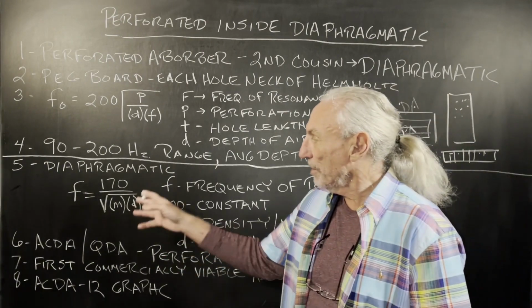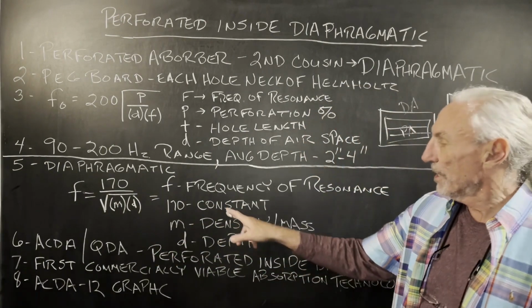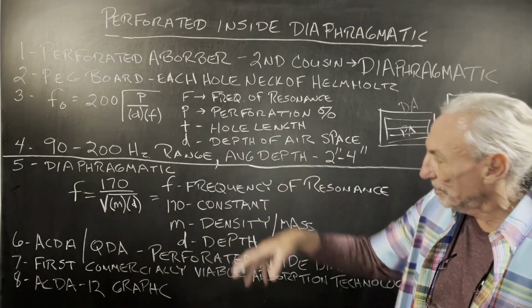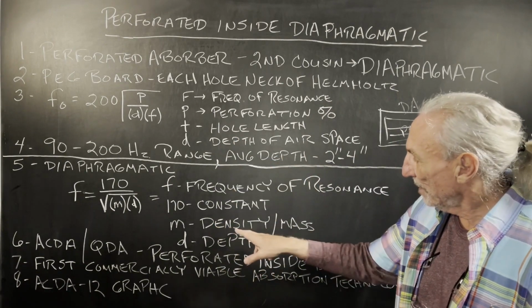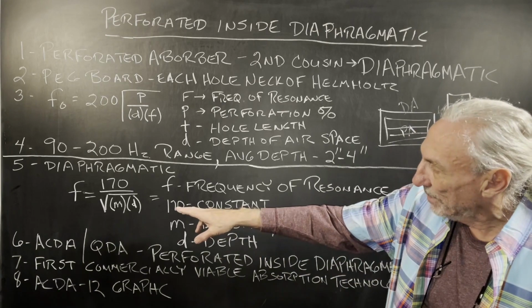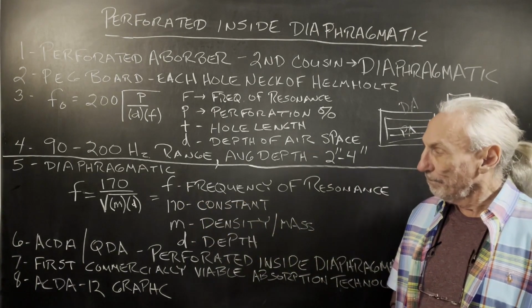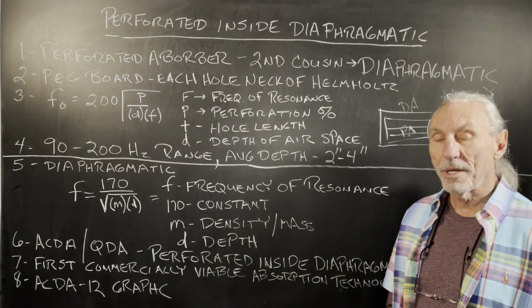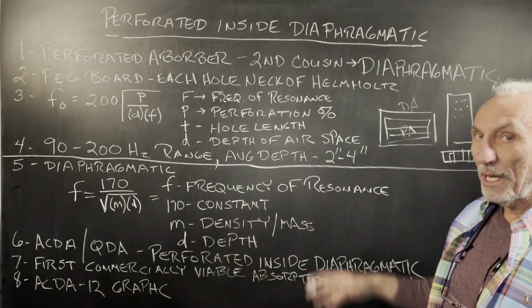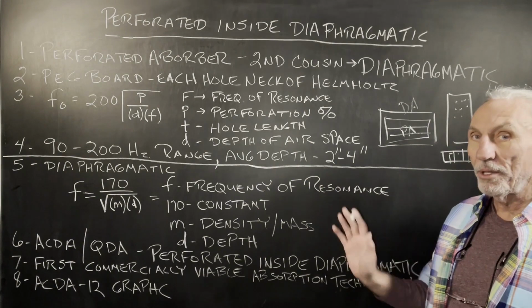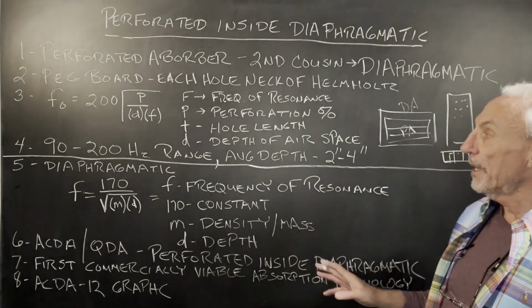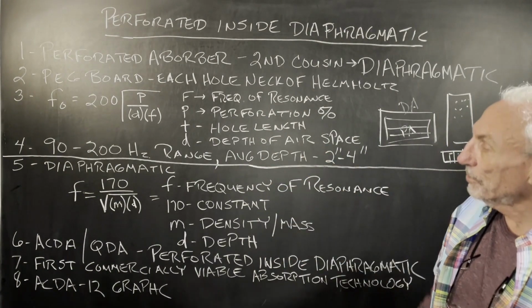Diaphragmatic formula is a little bit different. Frequency, of course, 170 the constant versus 200 there. But here's the thing: density, mass, and depth. Square root of that as the denominator. 170 the numerator and a constant. So you can kind of see the relationship. I don't want to go into it right now. It takes too long to explain. But I think if you compare the two formulas, you see.